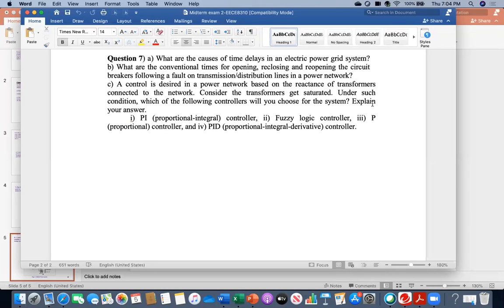On the other hand, if it says unsaturated, then you might choose any of these, PI or P or PID. It depends on the system and situation. Among these three, P, PI, and PID, in some cases P might work better, in some cases PID, in some cases PI. It depends on the system. But you will choose those linear controllers in the unsaturated or linear case. For a non-linear situation, because I am specifically saying fuzzy here, you will choose fuzzy. Or in another case, it can be any non-linear controller.